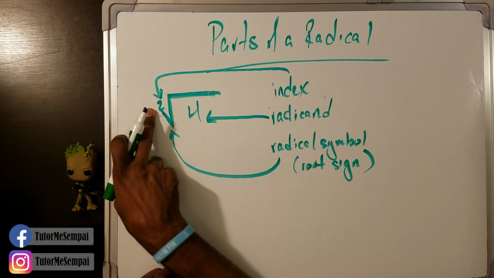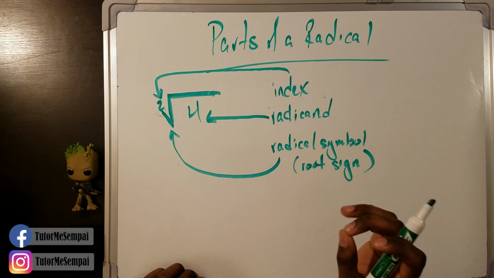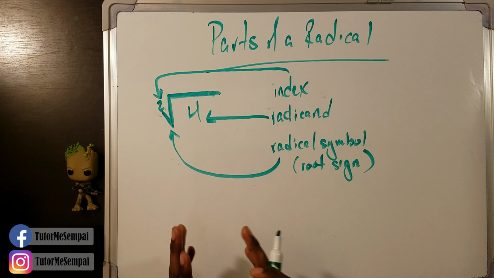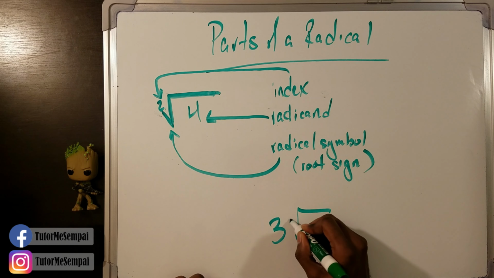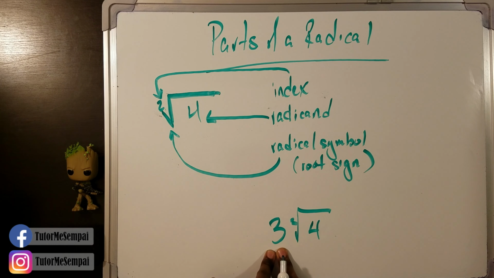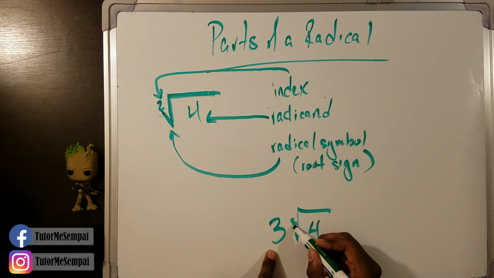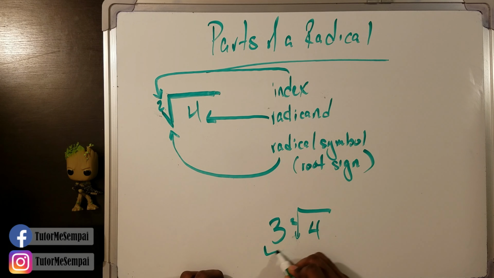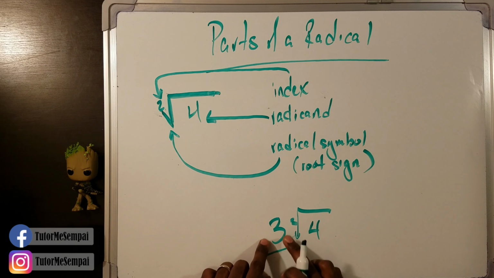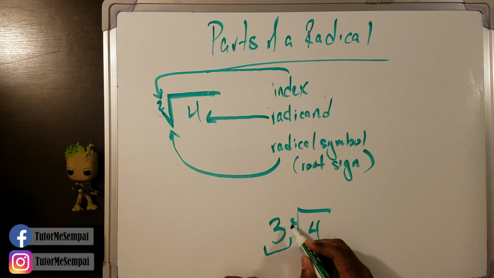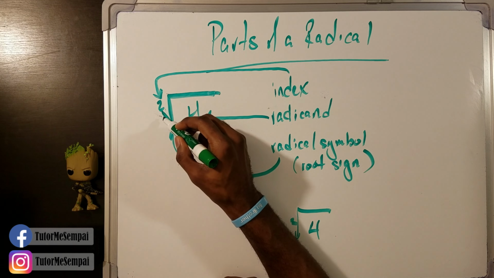Now it's important that you don't get confused with the coefficient that could be outside as well. You might have stuff that looks like this. That is not the index. It's the small number. This is going to be your coefficient. This is something that's multiplied by your radical. This is not the index. Your index is always going to be the small part that kind of sits at the tail end or the very beginning, however you want to look at it, of this radical symbol.